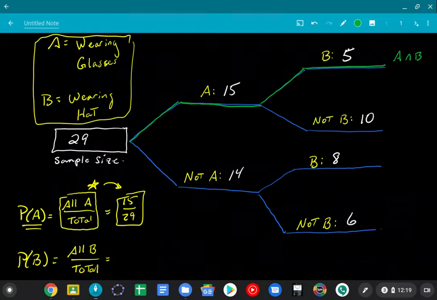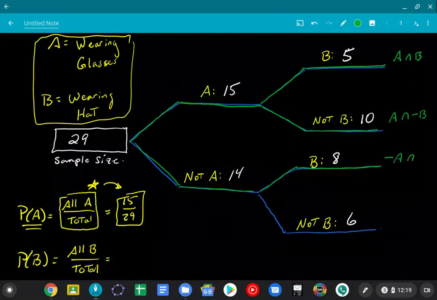Where was I going with this? So if I want to interpret this, the number of people wearing glasses and not wearing hats, this would be A and not B, right? Down here, this would be not A and B. These are people here that are not wearing glasses, but they are wearing a hat. So it's not glasses and wearing a hat. And then finally, down here, these are the people not wearing glasses and not wearing a hat, right?